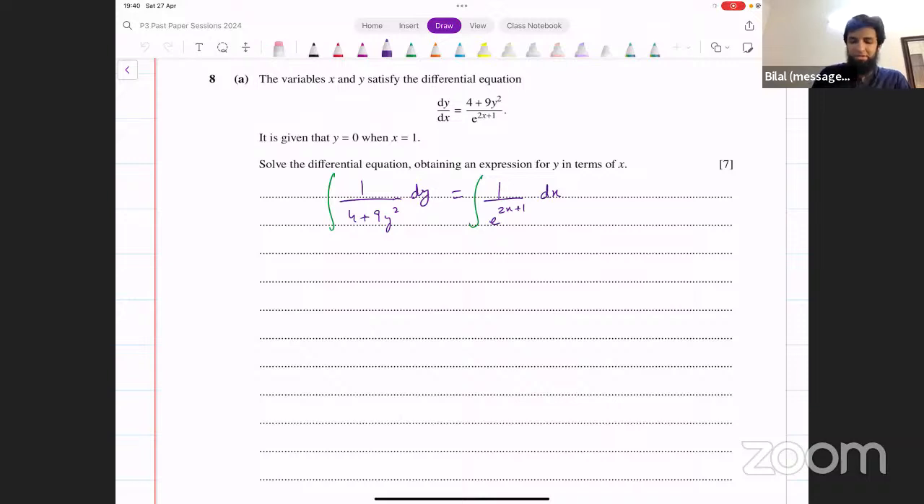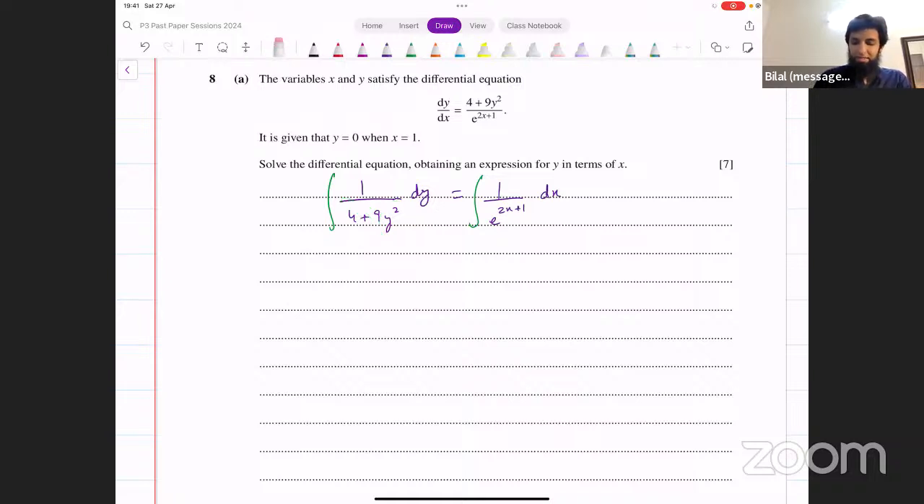Which form is this? This is not ln form because the derivative of denominator is 18y. We can't have y in the numerator, so it's not ln form. What about tan inverse? Is it tan inverse form? You have a constant in the numerator, and in the denominator, you've got two terms, one square term and one constant term, and we have a plus between them. It's the standard tan inverse form.